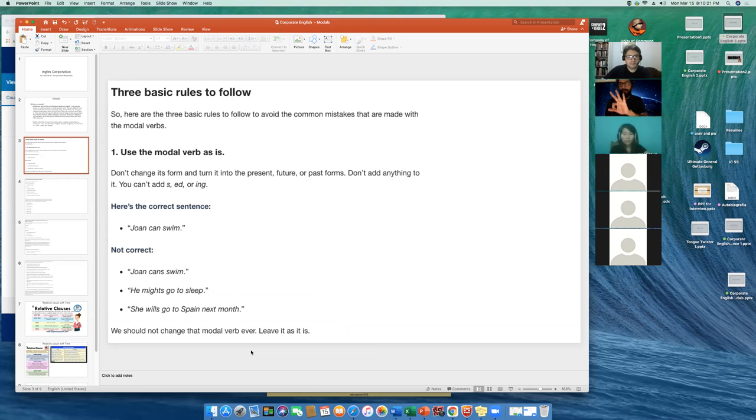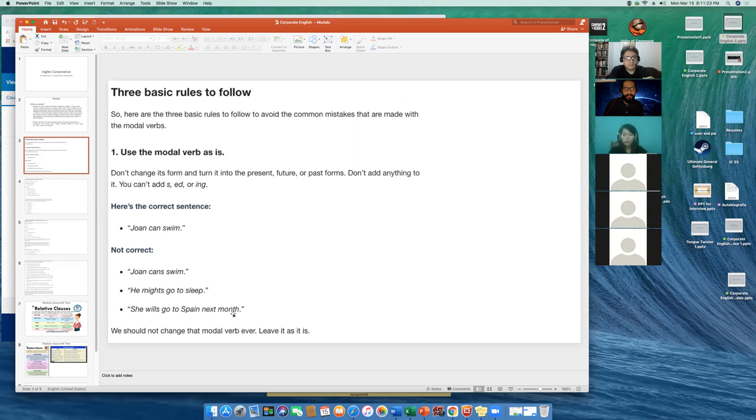Okay. Three basic rules, really basic. You have to use the modal verbs as is. Don't change its form and turn it into present, future, or past. Don't add anything to it. You cannot add S, ED, or ING. Okay? Joan can swim. That is the sentence. You cannot say Joan cans swim. Can't do the S here. He might go to sleep. Can't add the S. She will go to Spain next month.